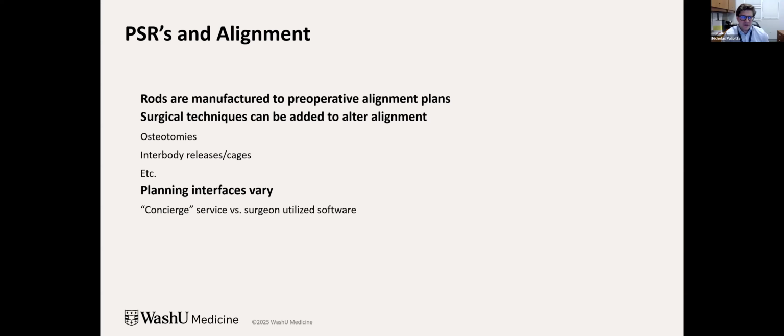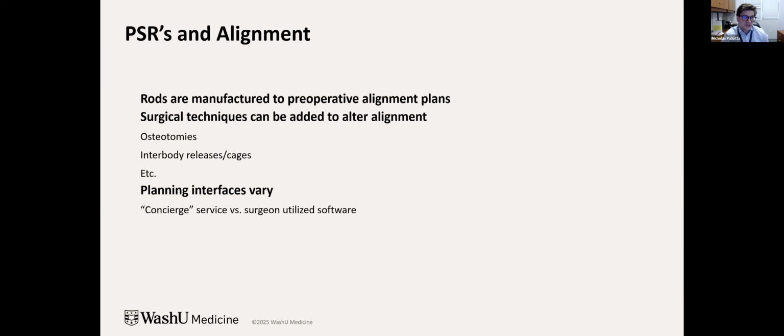With the concept of patient-specific rods as it pertains to deformity surgery, there are largely two main areas that I think would be the goal for this to help. One is alignment, and the second is mechanical complications.